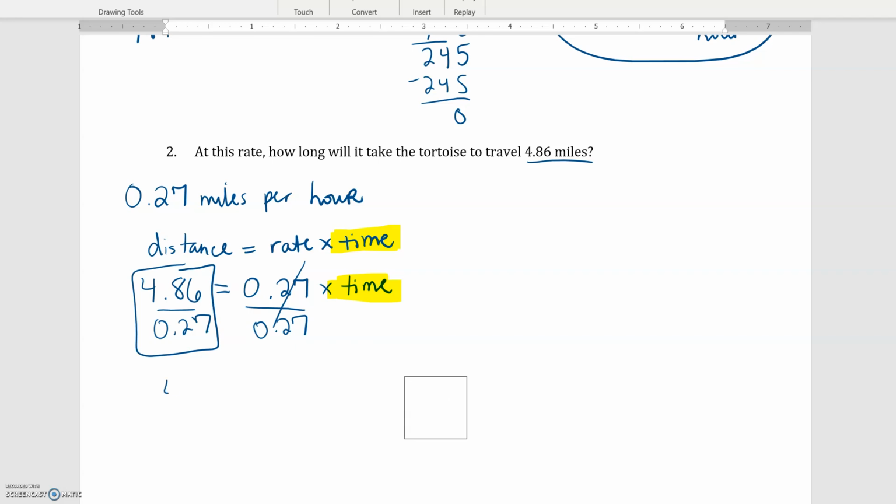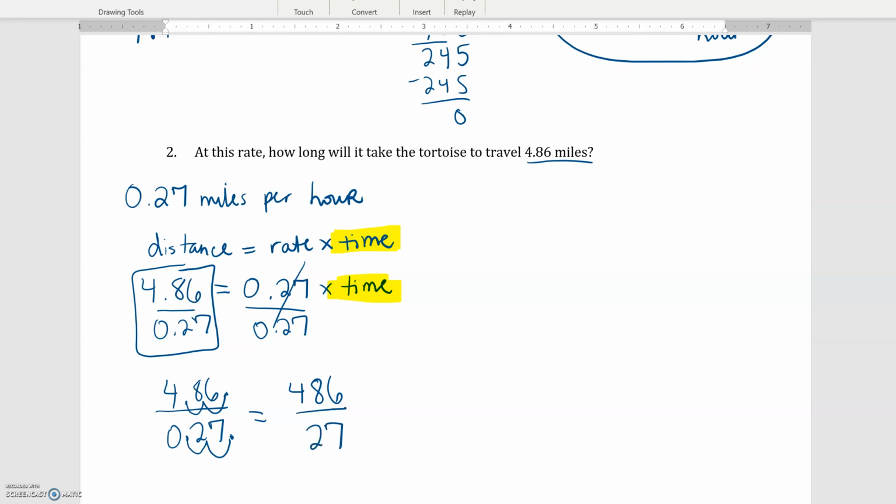Now, I see that there is an issue with the decimals again. So I want to make sure my divisor is a whole number. So I'm going to move the decimal place over twice in my divisor, and then also do the same for the dividend. So my math problem now is 486 divided by 27, which is easier to do.